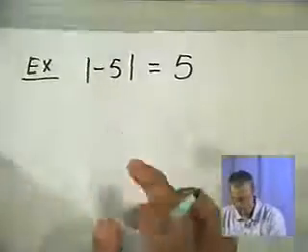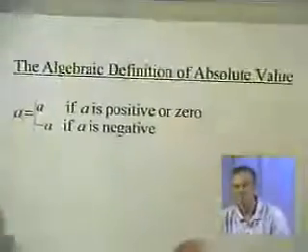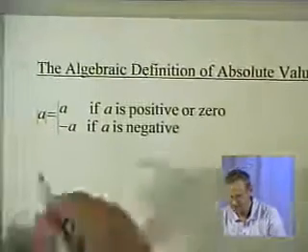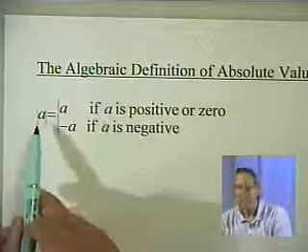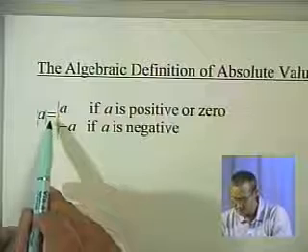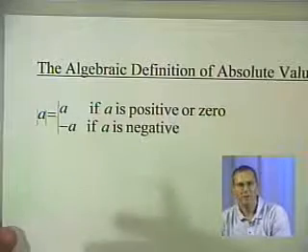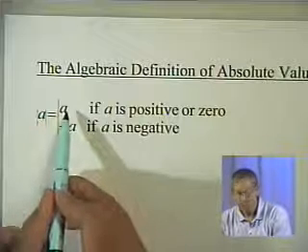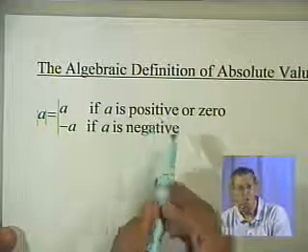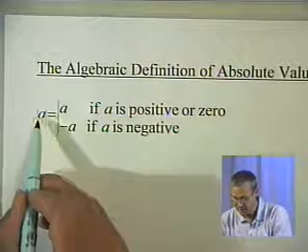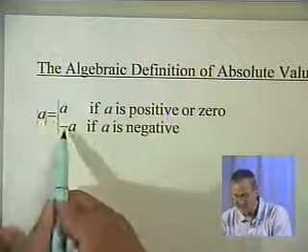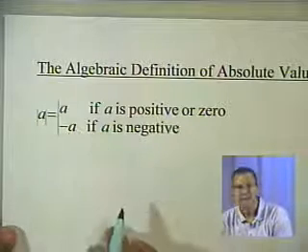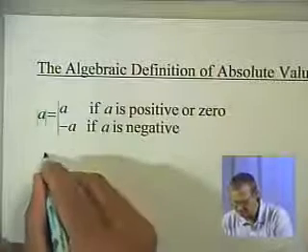Let's go ahead and look at the algebraic definition of the absolute value. Notice I have the absolute value of A, and it is equal to two different things depending on what our A is. The absolute value of A is simply A if A is a positive number or 0. The absolute value of A is -A if the number A is negative. And let's do a couple examples.